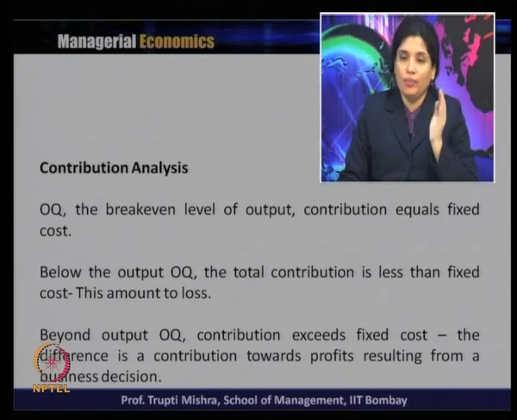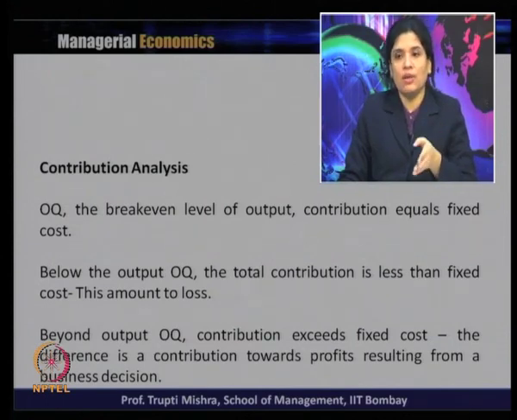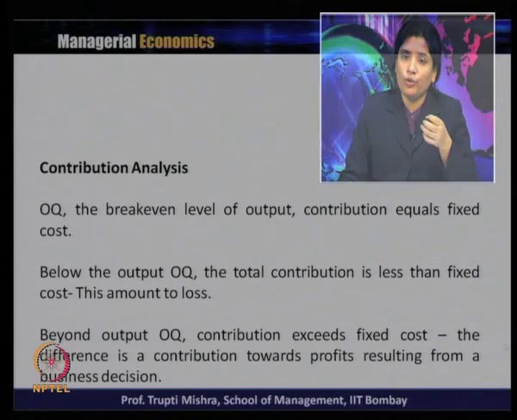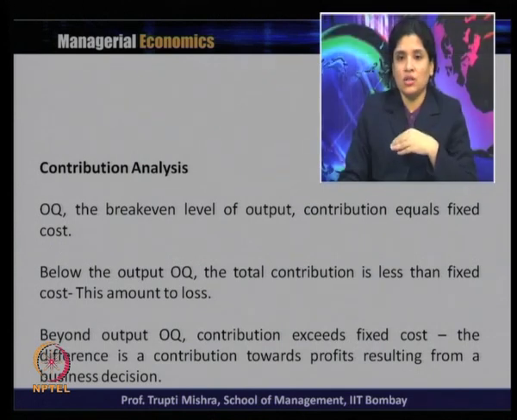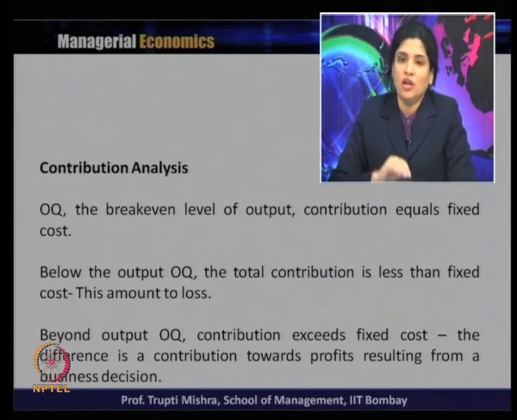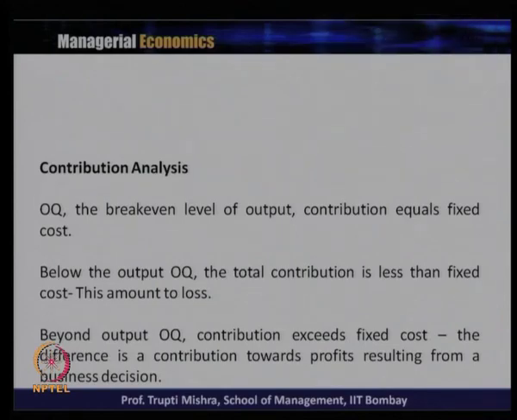So, before the break-even level of output, total contribution is less than fixed cost, so this is the amount of loss. Beyond the break-even level of output OQ, contribution exceeds the fixed cost, and this difference is the contribution towards the profit resulting from the business decision. So one is before the break-even level, where contribution is less than fixed cost and leads to loss, and the other is beyond it, where the contribution exceeds the fixed cost.